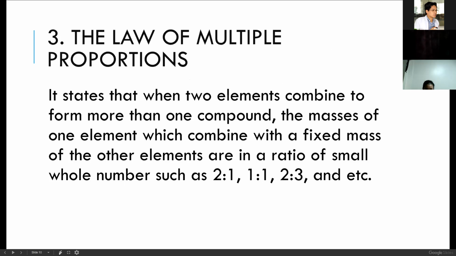The third law is the law of multiple proportions. It states that when two elements combine to form more than one compound, the masses of one element which combine with a fixed mass of the other element are in a ratio of small whole numbers, such as 2 is to 1, 1 is to 2, 2 is to 3, and so on. Just like what I told you a while ago: carbon monoxide, carbon dioxide, water, H2O, what else? Potassium permanganate. So those are in small ratios.